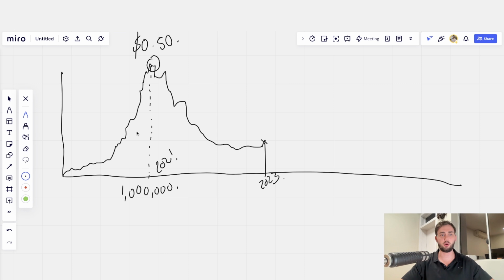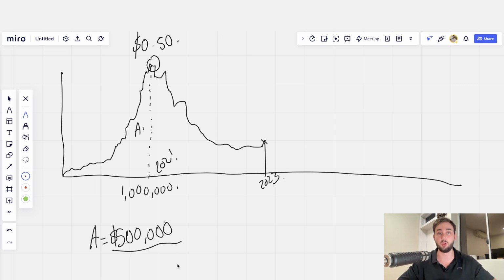Now, let's just call this point in time A. Now, A has a market cap of $500,000. Why? Well, simple. You just times the price by the supply, and that's the market cap. Plus, market cap is the easiest variable out of all of these to find, okay? Regardless, we've got the good variables. We've got the starting point, right?